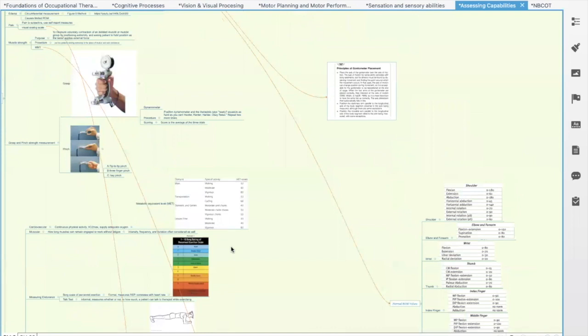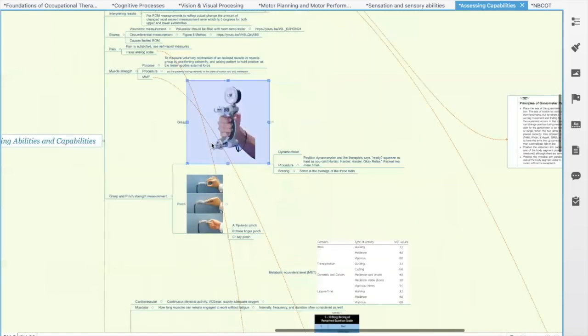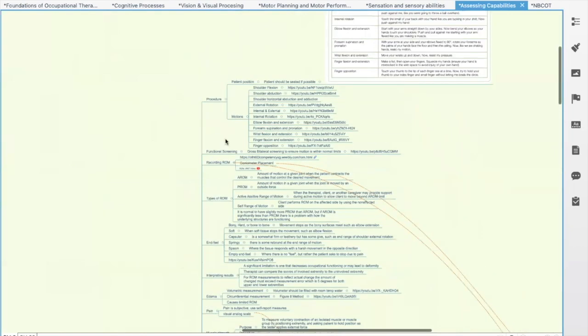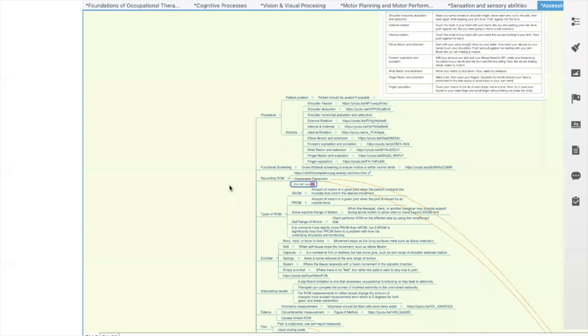This concept map I really like a lot. I think that it did a really good job of breaking down the different ways to assess the abilities of your client. I did take a moment to include my personal range of motion and manual muscle testing video here because I felt like that was a good space for when I need to go back and review how it's done. I have quick and easy access to it. It's already included in my concept map.